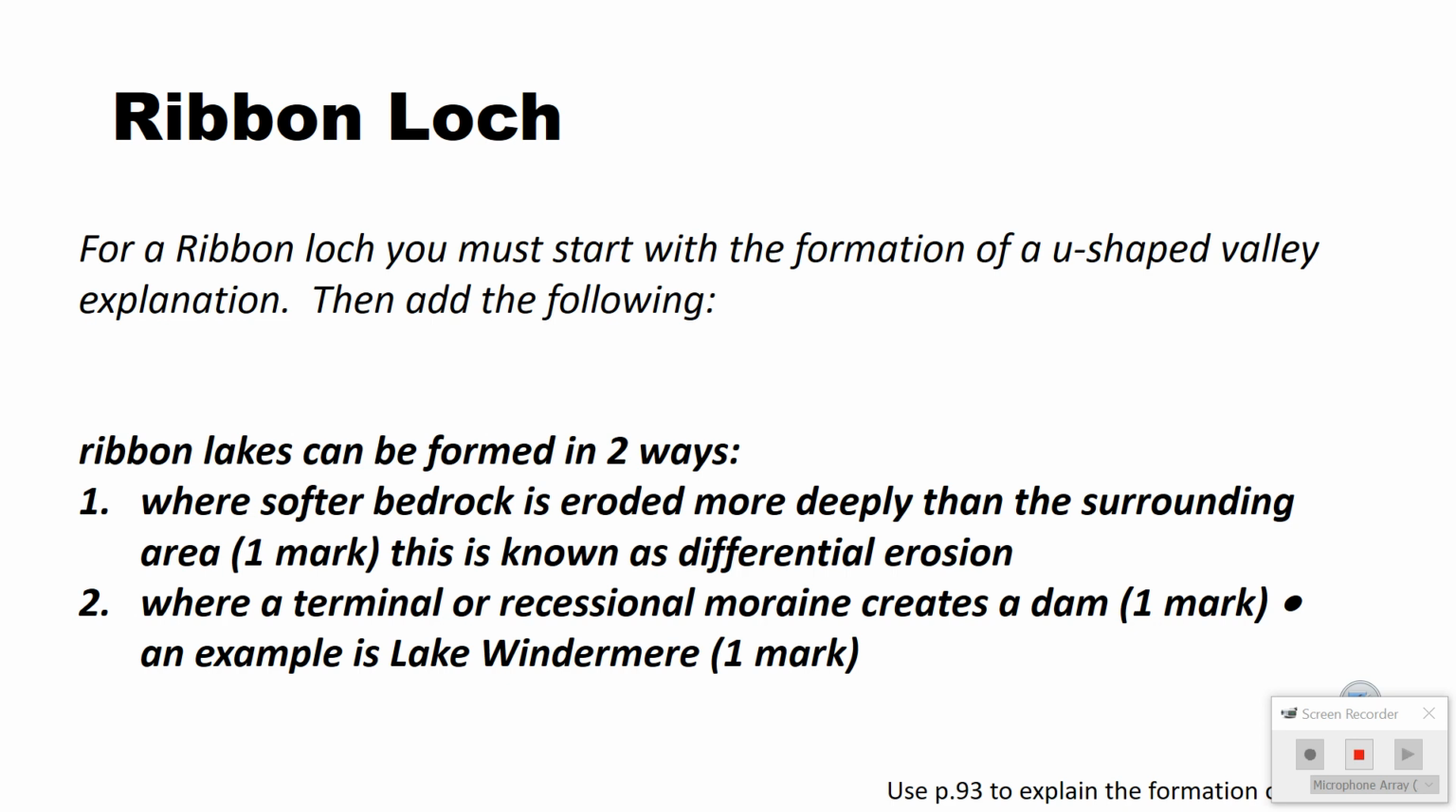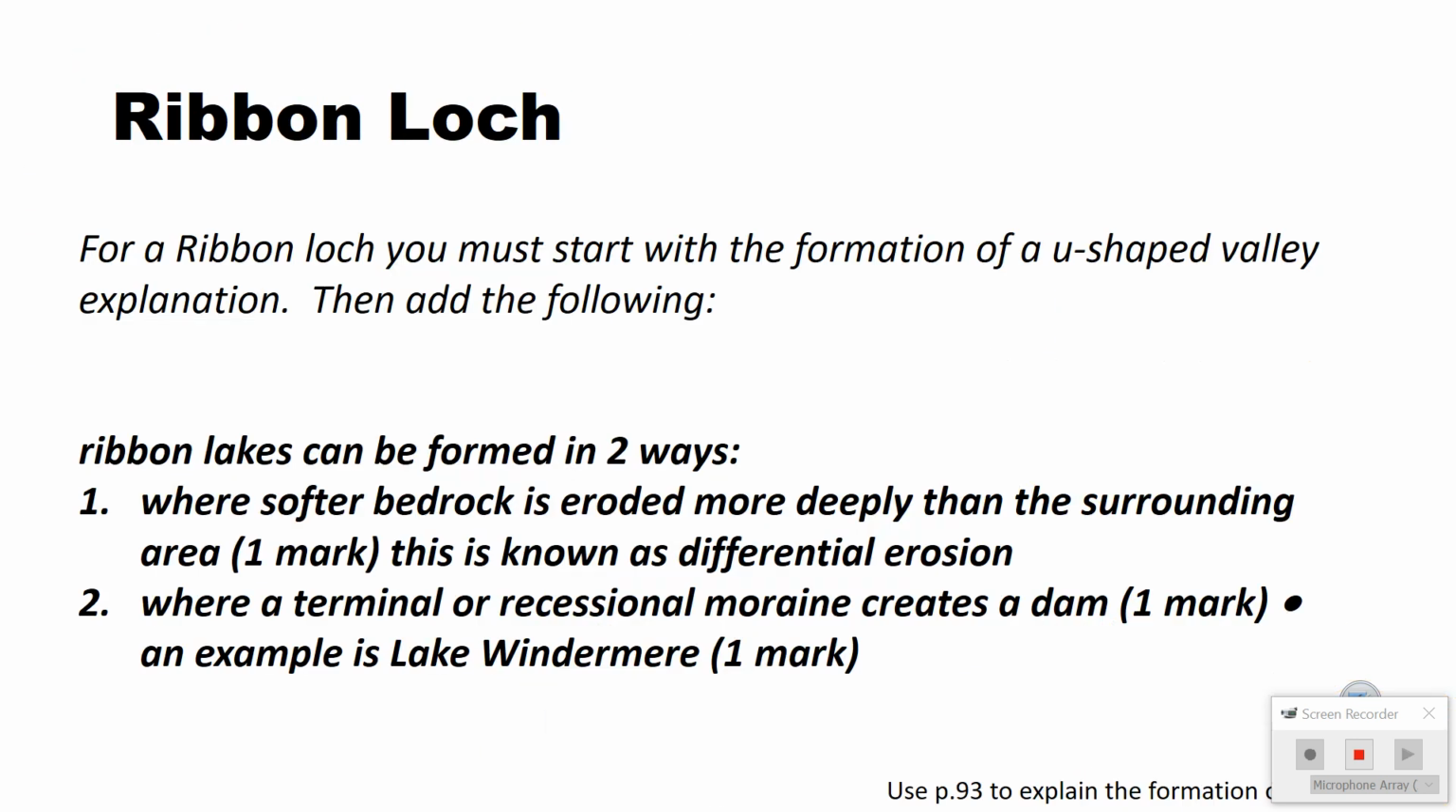So the first way they believe ribbon lochs are formed is where softer bedrock is eroded more deeply than the surrounding area, and that is known as differential erosion. We've covered differential erosion already in the course when we've looked at coasts and indeed when we've looked at formation of a waterfall in hydrosphere. So you know it's where soft rock erodes faster or quicker than the harder rock. That's known as differential erosion. So ribbon lochs form where the bedrock's eroded more deeply in the surrounding area, or where a terminal moraine or recessional moraine creates a dam. So an example is Lake Windermere.